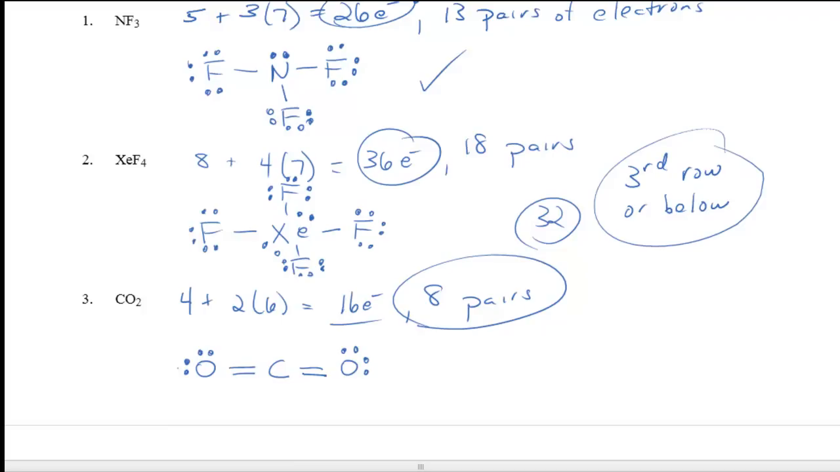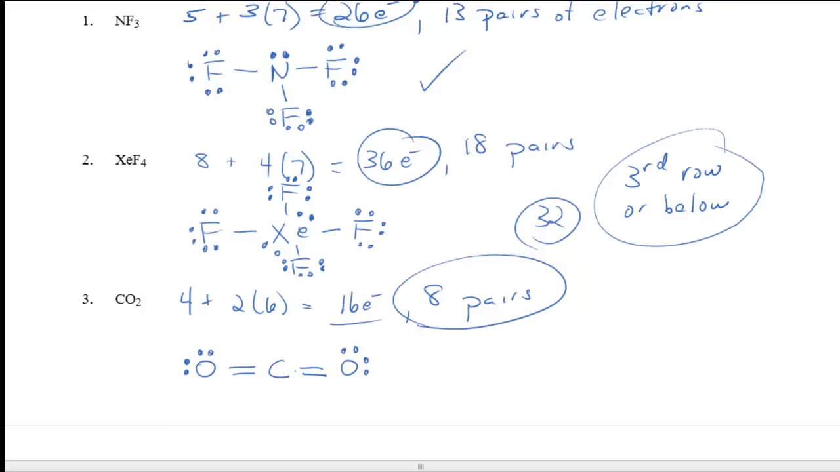Are all the octets satisfied? Yeah. Again, count: oxygen has the 2 lone pairs and the 2 bonding pairs. That's 8 electrons. Carbon has 4 bonding pairs. That's 8 electrons. Oxygen on the right, 2 lone pairs, 2 bonding pairs. That's 8 electrons. So again, the Lewis model, a couple things to keep in mind.